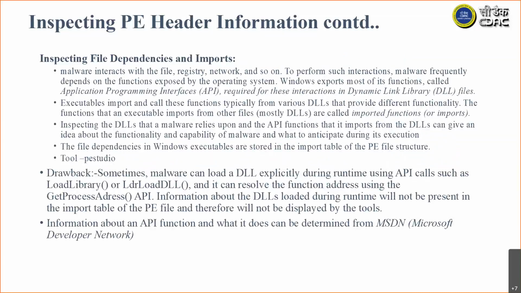Inspecting the file dependencies and imports. Malware interacts with the file system, registry, network, and so on. To perform such interactions, malware frequently depends on functions exposed by the operating system. Windows exports most of its functions, called the API, Application Programming Interface, required for these interactions in dynamic link library files, popularly called DLL files. Executables import and call these functions typically from various DLLs that provide different functionality. The functions that an executable imports from other files, mostly DLLs, are called imported functions or imports.